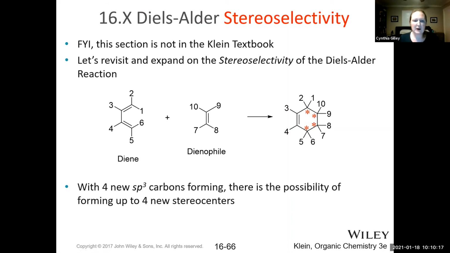But the important part here is the rehybridization. Notice that 4 of these carbons rehybridize from sp2 to sp3. So we form 4 potentially new chiral centers. They're only chiral centers if they have 4 different groups attached, but you have the potential to form up to 4 new chiral centers because we're forming 4 new sp3 hybridized carbons.